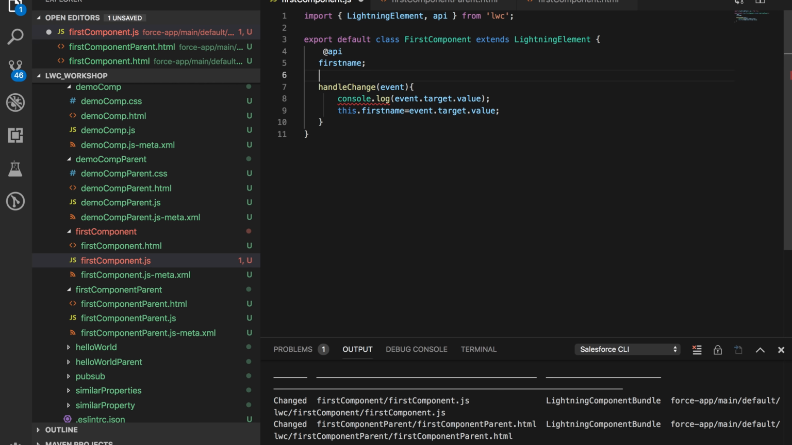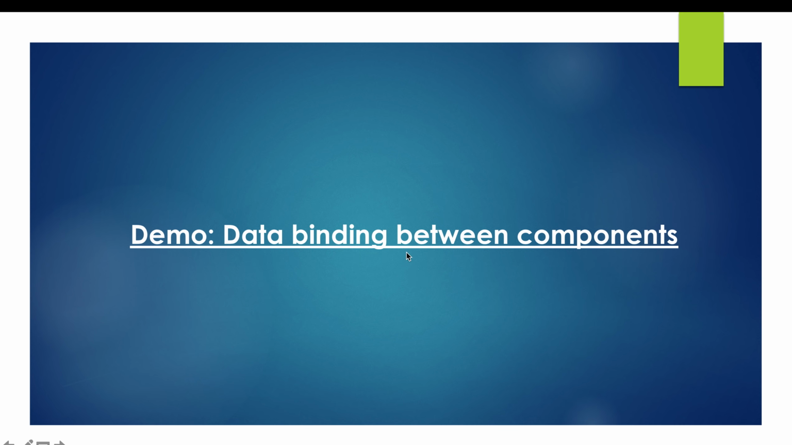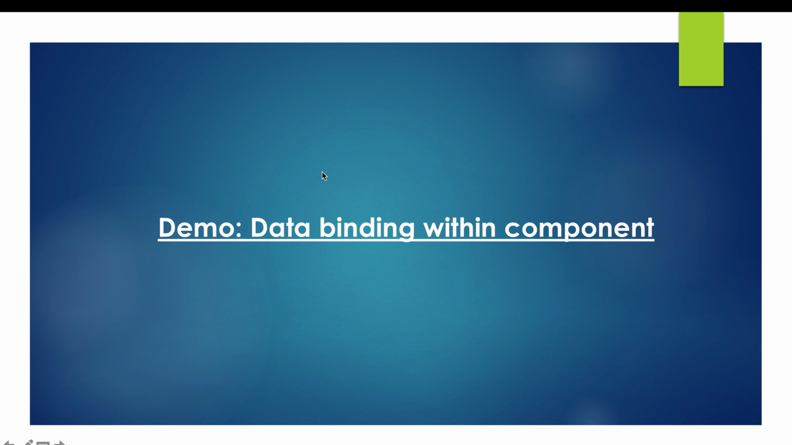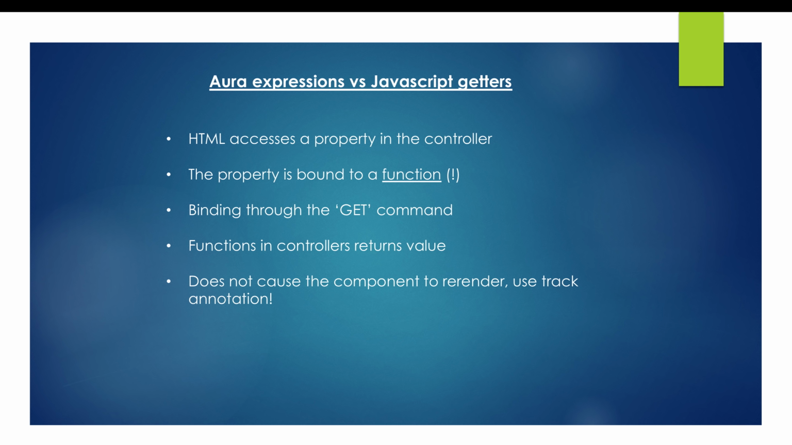Okay, I guess we have covered both topics: how two components can talk by passing attributes, and how data binding happens within the component. Let's move back to our slide and see what else is there. So we have covered data binding within a component and data binding between components. Moving to the next topic, which is Aura expression versus JavaScript getter. So let's see. HTML accesses a property in a controller. Okay.